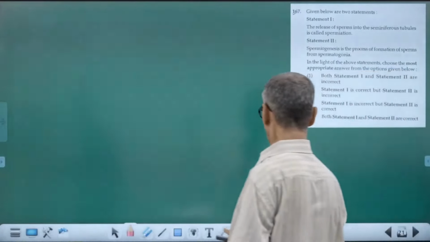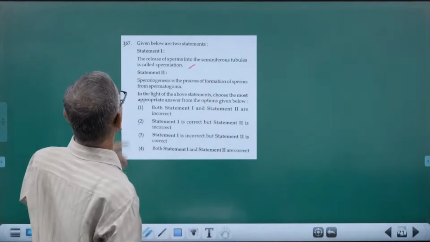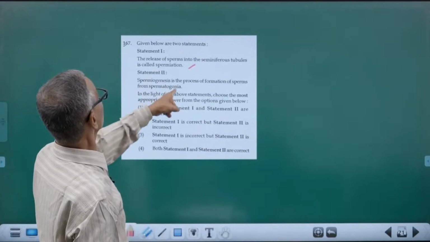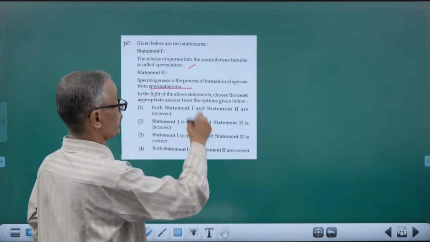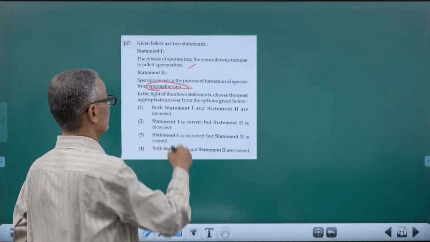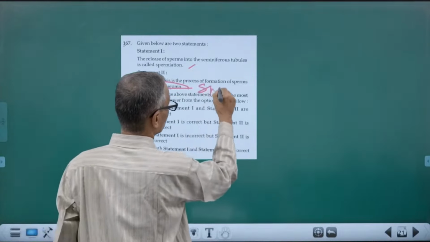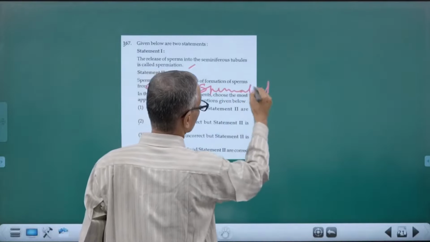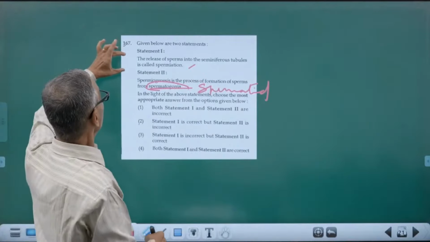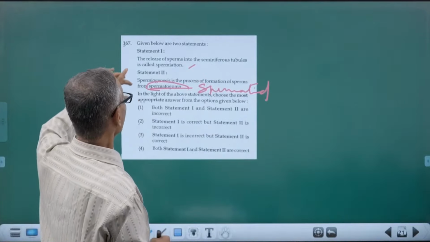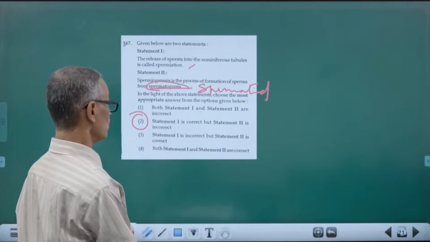The release of sperm into the seminiferous tubule is called spermiation. Correct statement. Spermiogenesis is the process of formation of sperm from spermatogonia. No, this is not correct. It is the formation of sperm from spermatids. From spermatid. So here, statement 1 is correct, 2 is incorrect. So the option goes to 2.